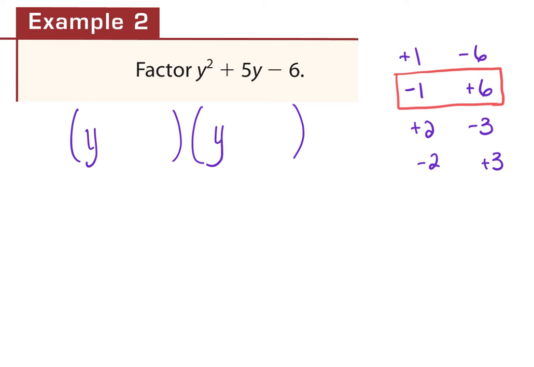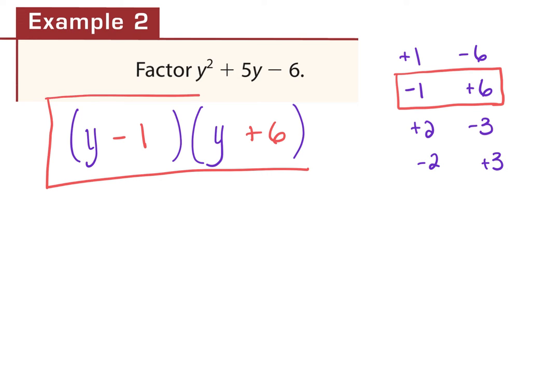All right, so positive, negative. And so basically you're looking to see which way is it going to match up to give me the right thing. So yes, minus 1 and plus 6. That is my answer. Y minus 1, Y plus 6. And again, you can check it by foiling it. Y minus 1, Y plus 6.